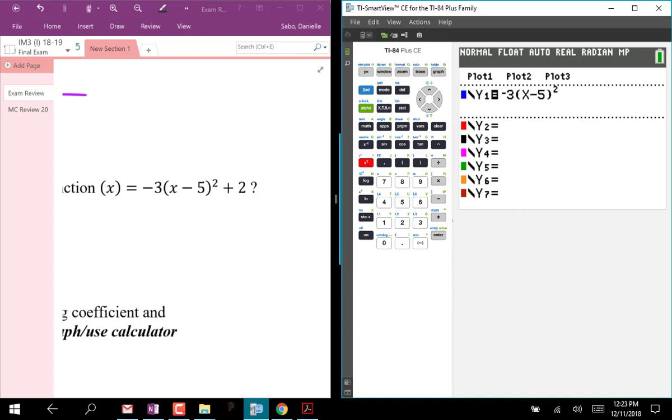Yeah, you can use a calculator in your final exam. You're able to use it on your other ones. You just can't use Desmos, which is on your Chromebook. But you can use a graphing calculator.